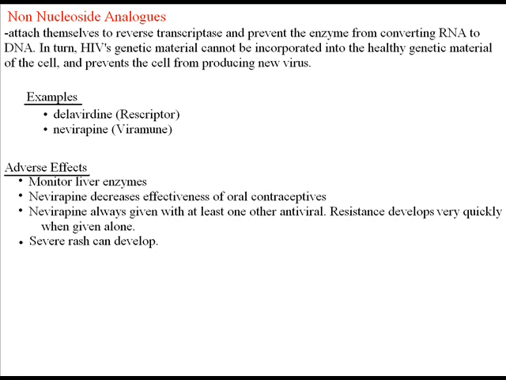Non-nucleoside analogs attach themselves to reverse transcriptase and prevent the enzyme from converting RNA to DNA. In turn, HIV's genetic material cannot be incorporated into the healthy genetic material of the human cell, and thus it prevents the cell from producing new virus. Examples of the drugs include delavirdine and nevirapine.